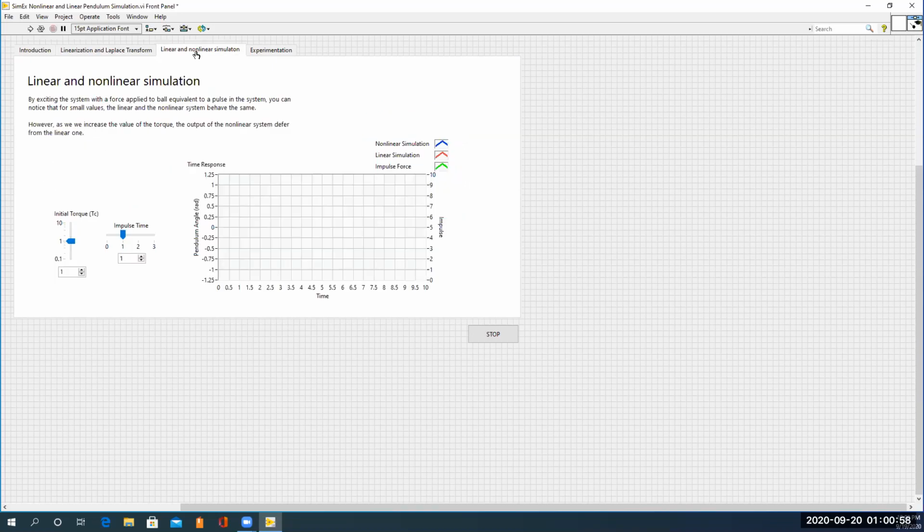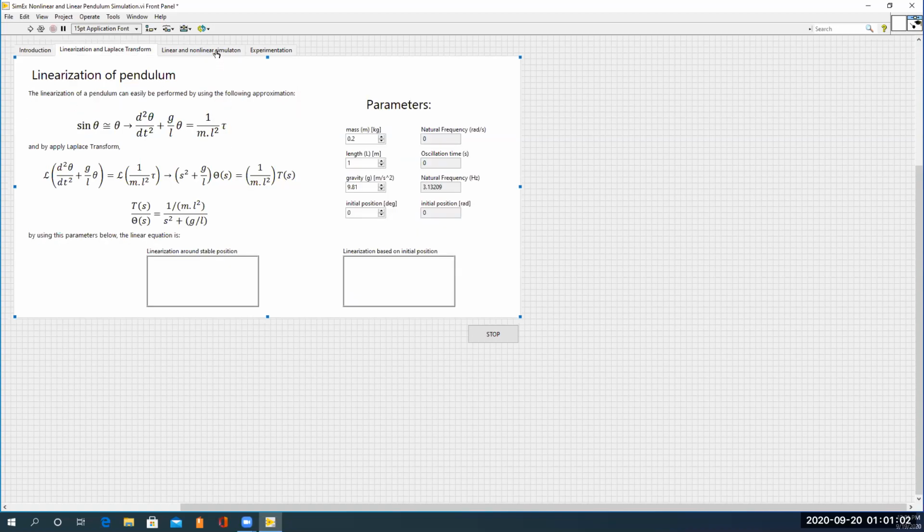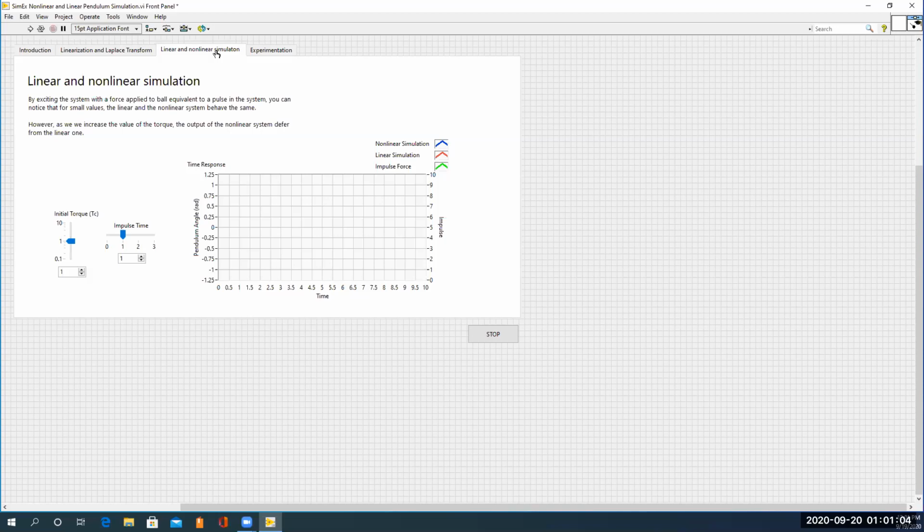To simulate the process, we need to define an input. So here we use the impulse input. The initial torque is 1 Newton meter. The impulse time is 1 second because we apply this torque only for 1 second. Then when we hit run, you will see the simulation result.